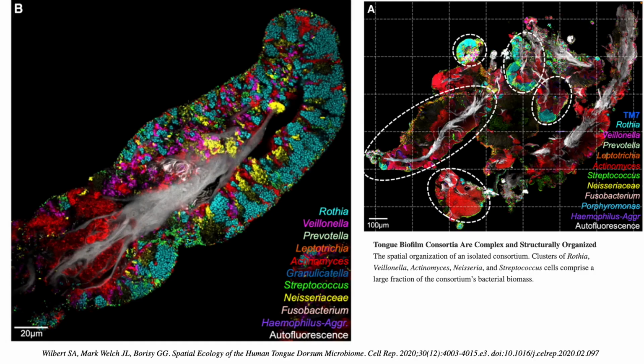So here's an example of the biofilm on a tongue cell, and we can see that the spatial organization is quite complex, and this is very difficult, expensive, and time-consuming to analyze. But you get a sense of how complex it is, and the different interactions between the bacteria at different levels and at different places in the mouth.